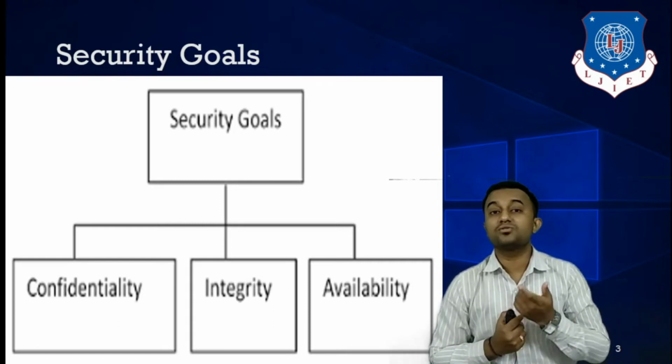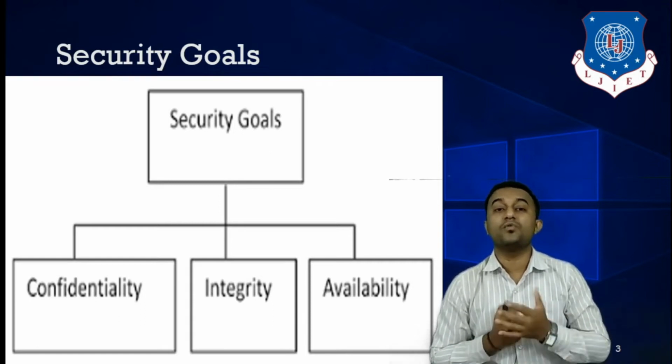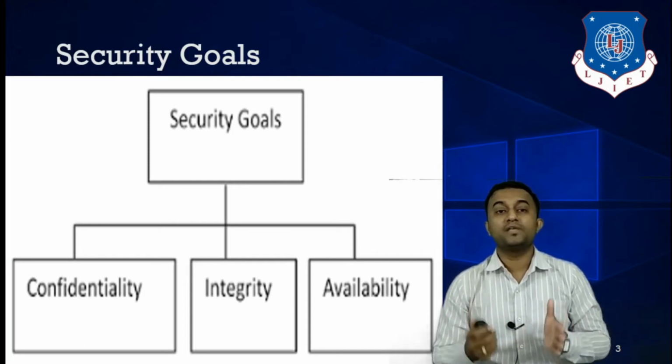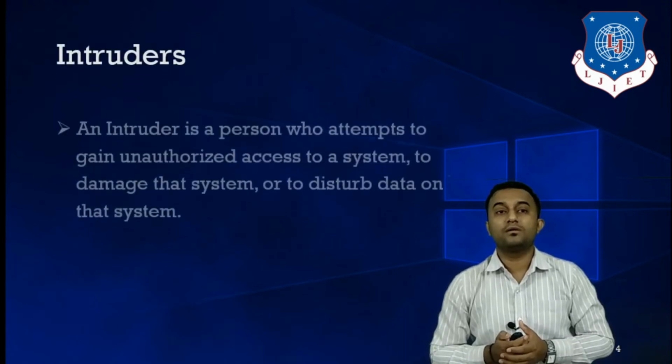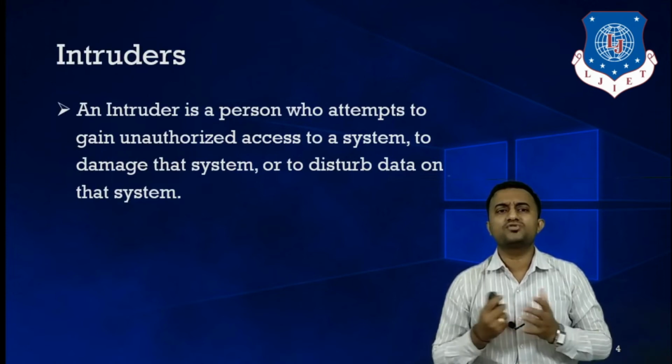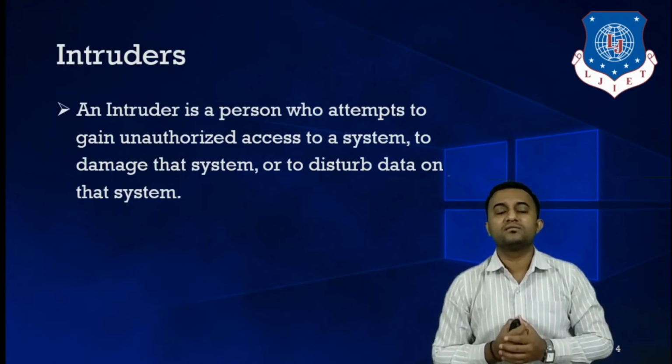In that case also confidentiality is required. Fine. So these are the three main security goals that need to be achieved. Now the next topic is intruder. Intruder is also known as, we can say, attacker.